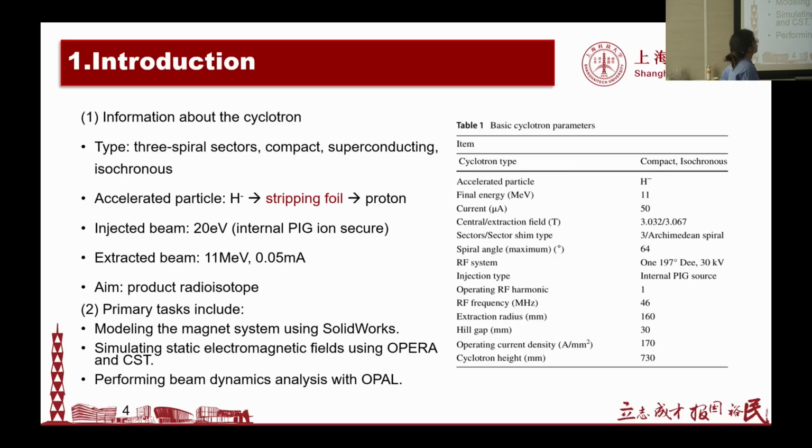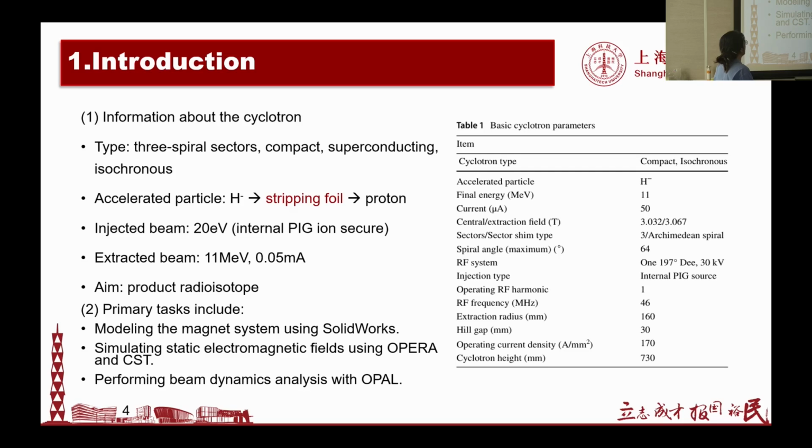First of all is the introduction. This cyclotron is a 3 spiral sectors compact superconducting isochronous cyclotron. It will accelerate the H- to 11 MeV and extract the proton beam by stripping foil. We use an internal PIG ion source with initial beam energy of 20 eV. The extracted beam energy is 11 MeV with beam intensity of 50 microampere, aimed to produce the radioisotope.